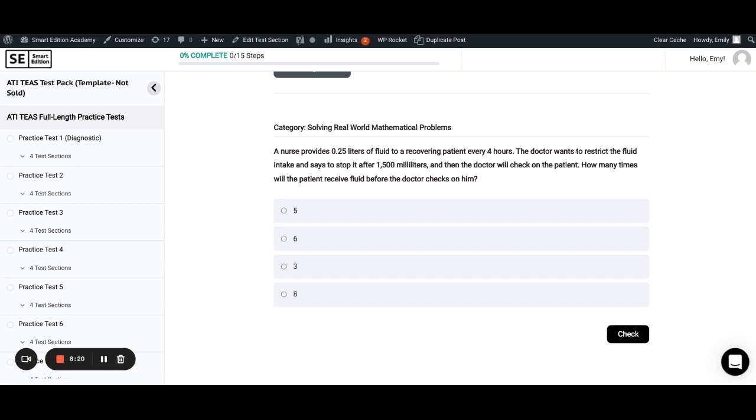Okay, another word problem. A nurse provides 0.25 liters of fluid to a recovering patient every 4 hours. The doctor wants to restrict the fluid intake and says to stop it after 1,500 milliliters. And then the doctor will check on the patient. How many times will the patient receive fluid before the doctor checks on him?